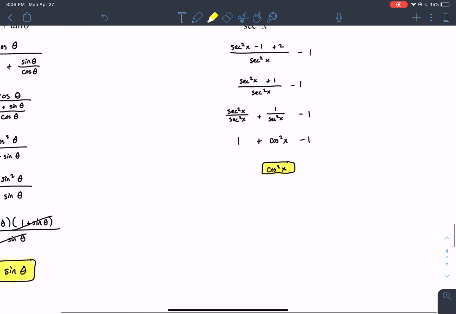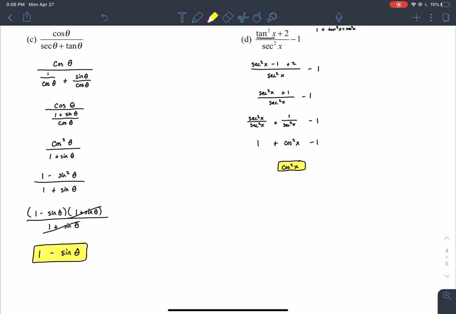So that is the 5.2 worksheet of simplifying the identities.